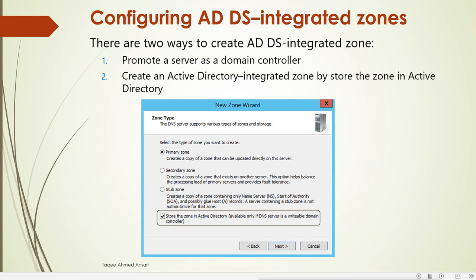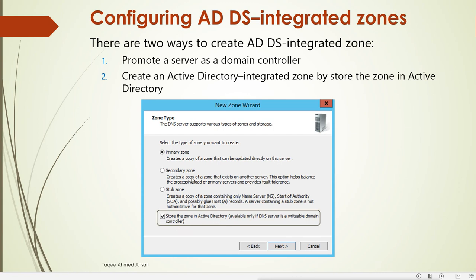And if it is already created and we want to create another zone integrated with Active Directory services, then we just have to select what zone we want, primary, secondary or stub, and with that we have to select the option to store the zone in Active Directory. But this option will only be available if you are creating the DNS zone on a domain controller. If it is not a domain controller, then you will not get this option. So we can create the Active Directory integrated zone only on a domain controller.